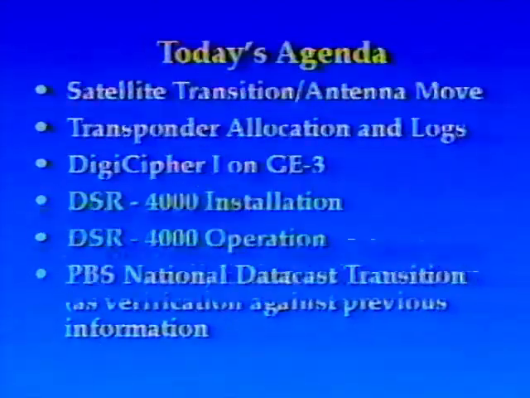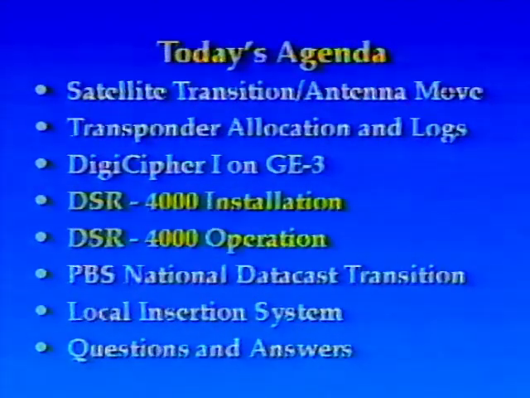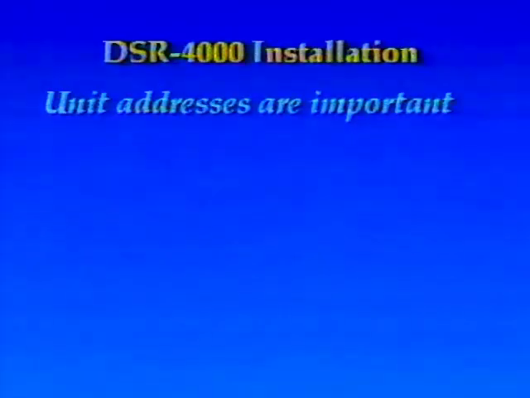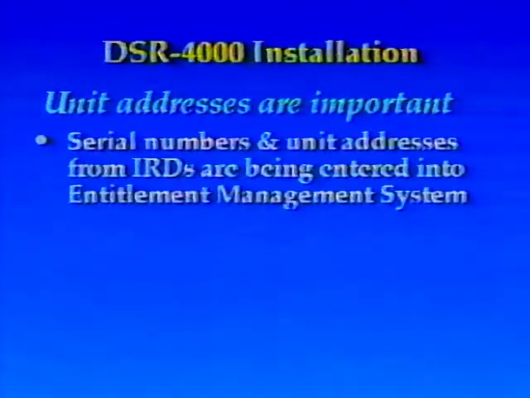Now, what about your 4000s? How do you get those suckers installed and running? Well, let's take a look at that. First of all, what about installation? Something you need to do before you do anything else. Make sure that your unit address has been sent in. We need to have both the serial numbers and the unit addresses from the IRDs.